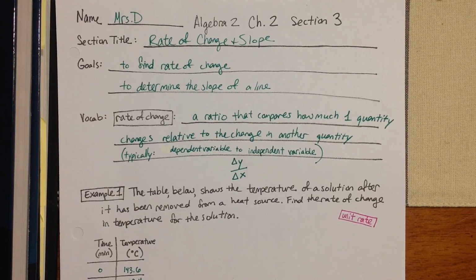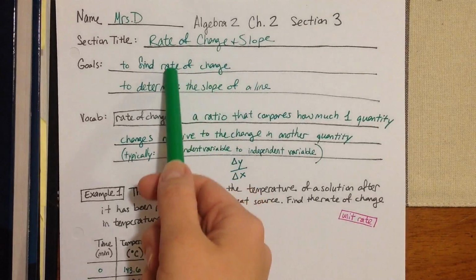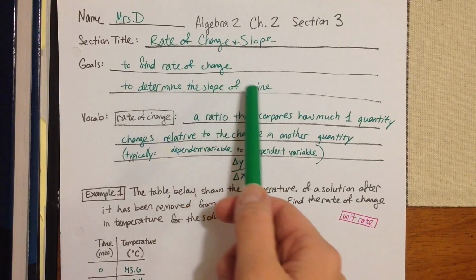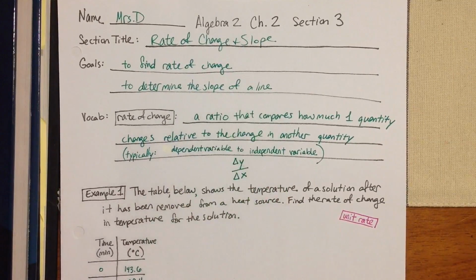Hello, Algebra 2. We are going to talk about Chapter 2, Section 3 today, which is all about rate of change and slope. Our goals today are to find the rate of change and to determine the slope of a line. Rate of change doesn't necessarily have to deal with a graph per se. It could be of a situation. But the slope of a line is always having to do with a graph of a line.